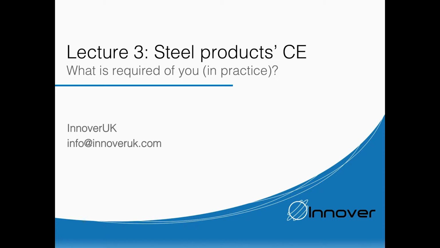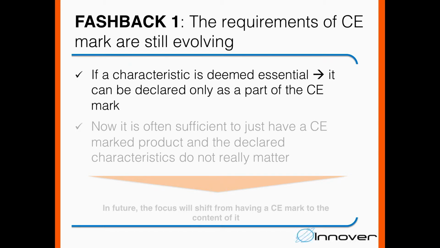In the third part, we are going to talk about the actual requirements in terms of manufacturing and the FPC system, the factory production control system, and what kind of documentation and procedure requirements we have there. So in this third part, we are going to see how to manufacture a structural steel product that is going to be CE marked. But before we get started, I would just like to highlight a few things in this first part.